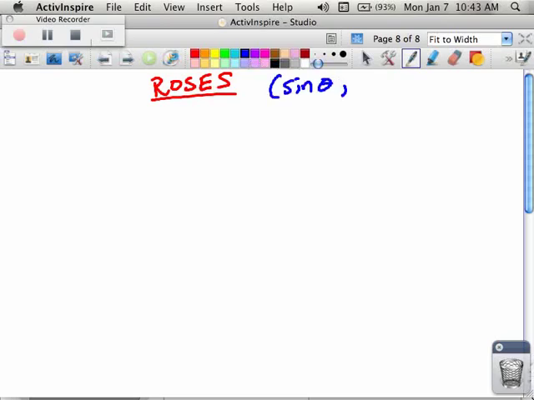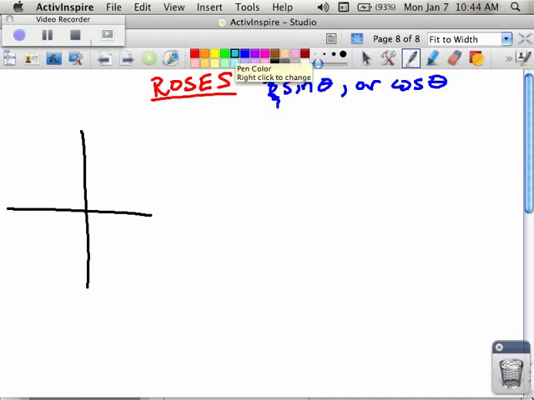So sine of theta or cosine of theta. I'm just going to use sine because I've already drawn these graphs before. Whether you have sine or cosine, we'll just change the orientation of these roses. But the look and what it actually does and the pattern is the same. And that's what I want to focus on. So let's look at the first one. This first rose looks like the following. It is going to be r equals 2 times the sine of 3 theta.